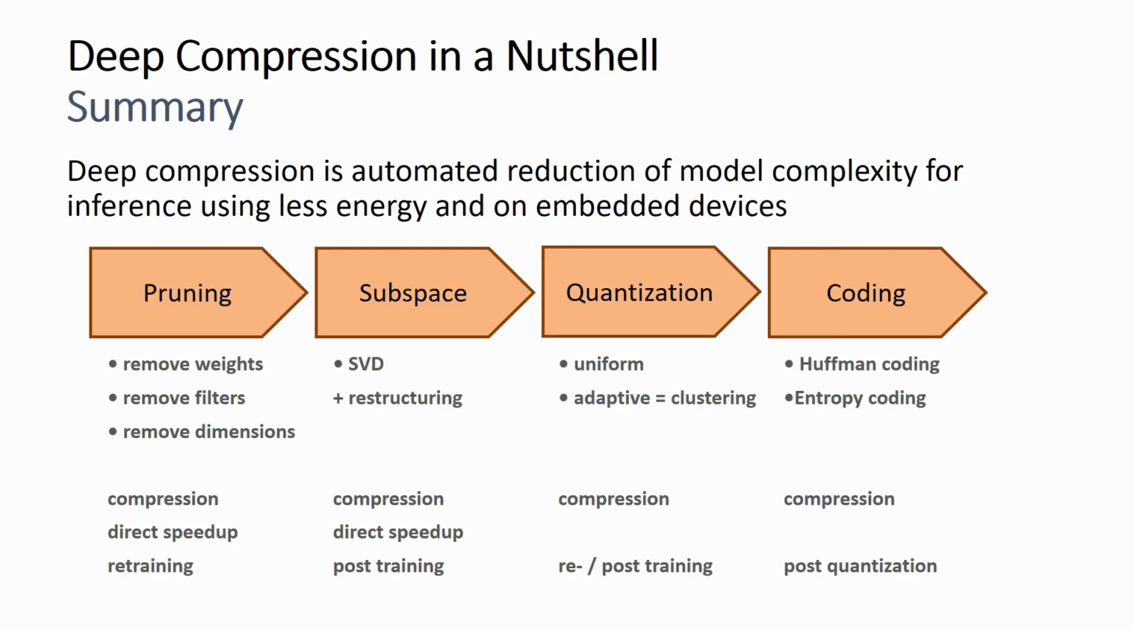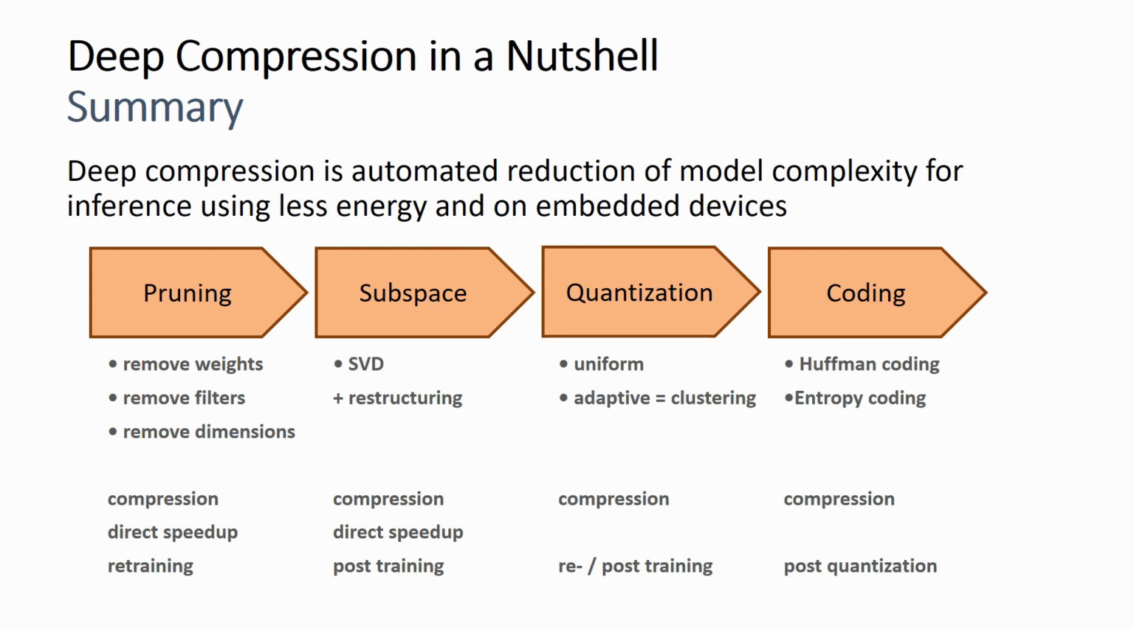To summarize, deep compression is automated reduction of model complexity for inference using less energy and on embedded devices. Techniques are subsequently, first, pruning, which is removing weights, removing filters, or removing dimensions. This leads to compression and direct speedup and requires retraining.